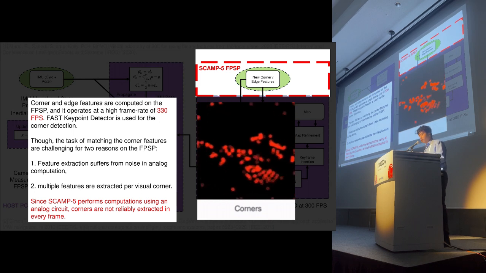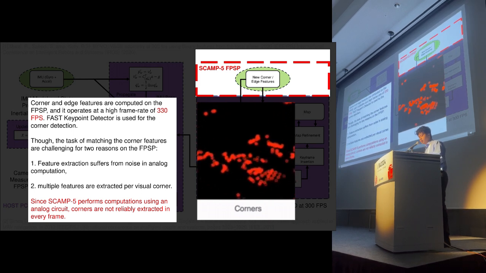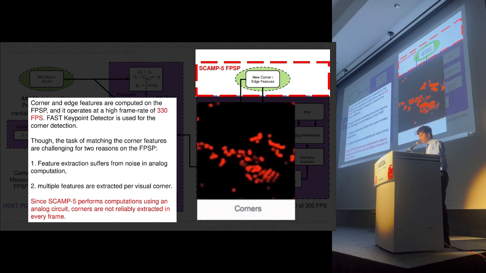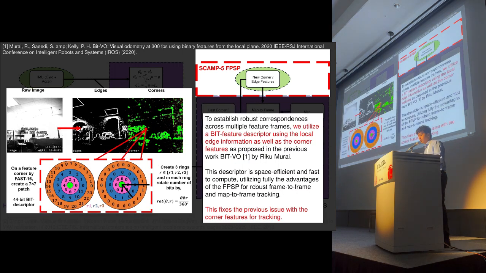Feature extraction suffers from noise and analog computations. Multiple features are extracted for a single visual corner. And so we must find a way to harness the FPSP vision chip using this corner feature.